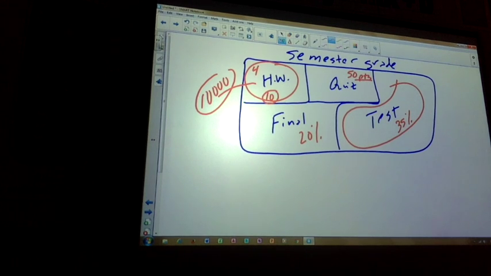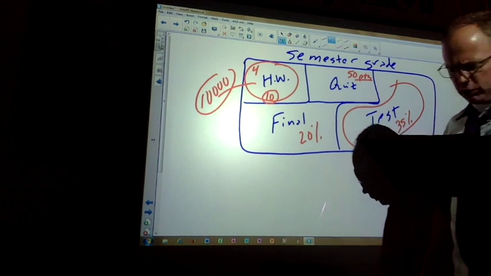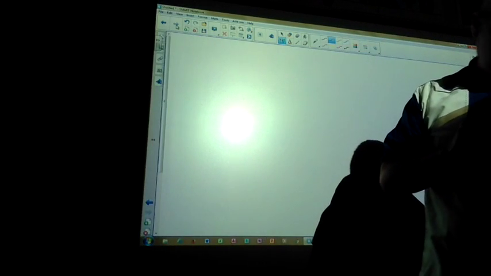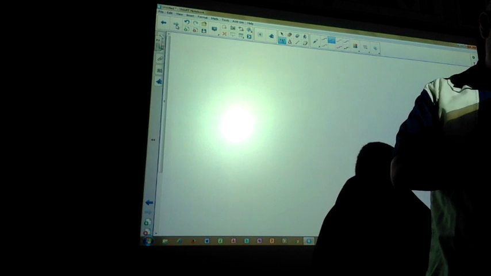Use your compass to draw a circle with radius 3 centimeters. Okay. Centered at point A, and a circle with radius 2 centimeters.